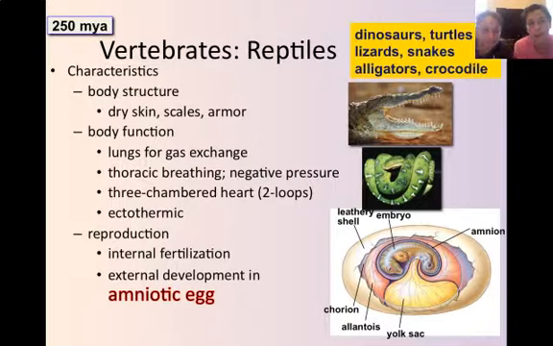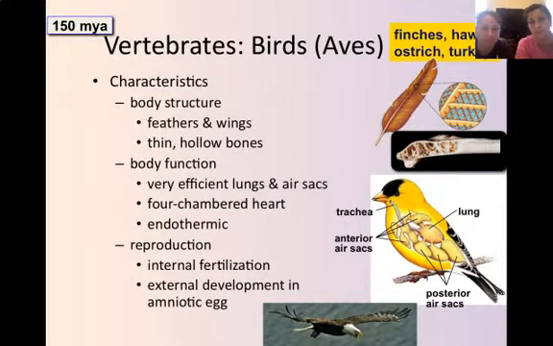They also have a 3-chambered heart with 2 loops, and they are also ectothermic. Reproduction, though, is internal fertilization. Now, there is external development of the amniotic egg. So they do lay eggs, but it's produced inside the reptile.